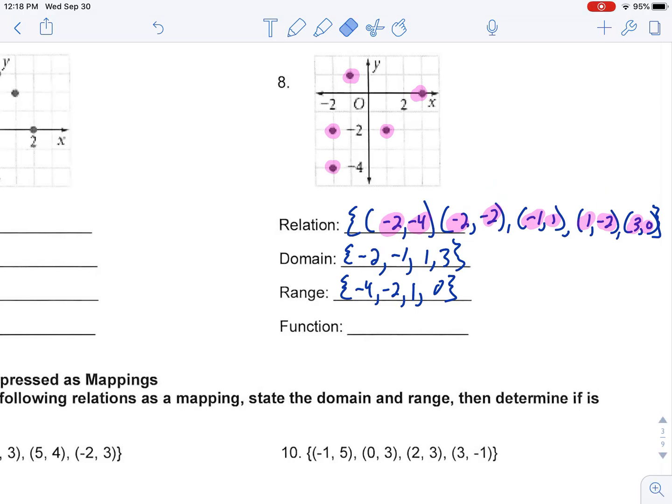Okay. Next, is this a function or not? Now, what's important to remember here is x values. You cannot use the same x value twice or 3 times. You can't use the same x value more than once. It's okay to use a y value more than once. The fact that we have a -2 here as a y value and here is totally okay. That does not violate the definition of function. However, we do have the same x value twice. So no, this is not a function.